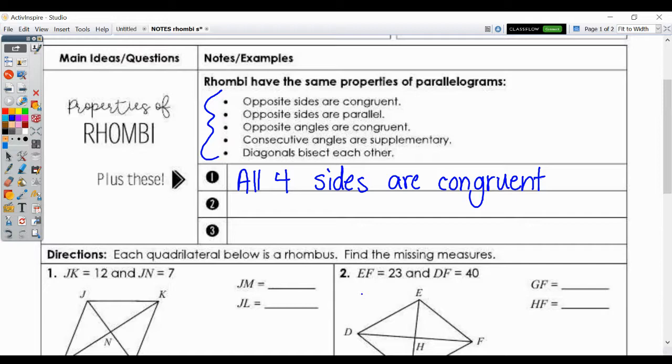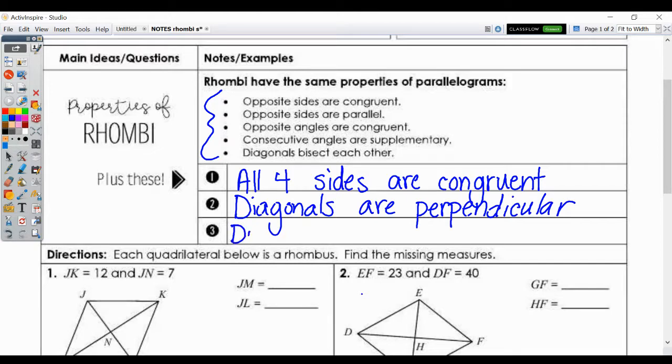Another rule that it has is that the diagonals are perpendicular. So that means where they cross is going to make a 90-degree angle. Right there in the middle where the diagonals cross is going to make a 90-degree angle. And then the last little rule is that the diagonals bisect opposite angles. So that just means that it's going to cut those angles in half.